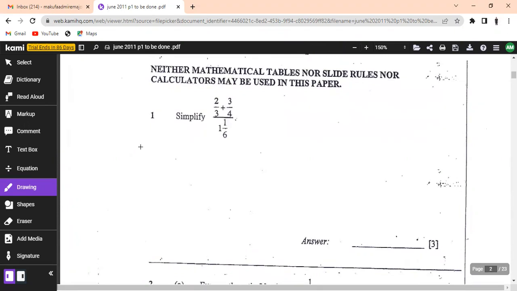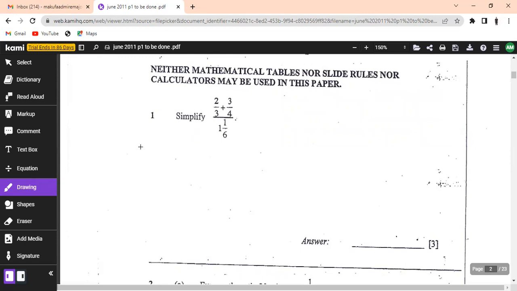The first question was to simplify. So for you to simplify, you have to give your answer in exact form, and the fraction must be in its simplest form. That is what they mean in this case.